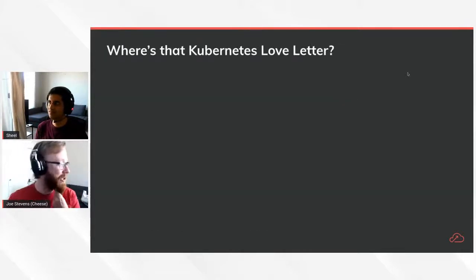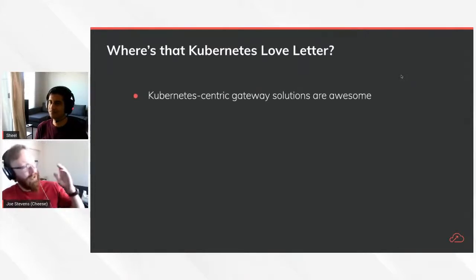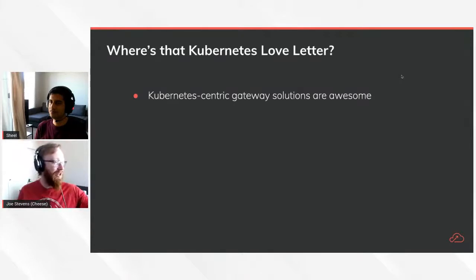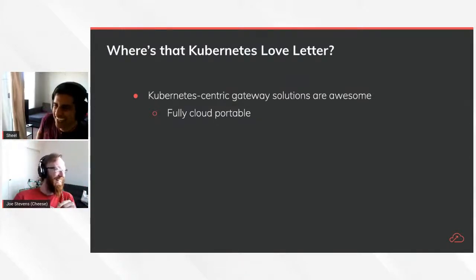All right. So I mentioned a Kubernetes love letter. I touched a little bit on it earlier. Kubernetes-centric gateways are awesome. They're great. Why are they great? Glad you asked. First, they're fully cloud portable. We benefit a lot from Kubernetes because we are multi-cloud. We could not be multi-cloud without Kubernetes. It just wouldn't be feasible.